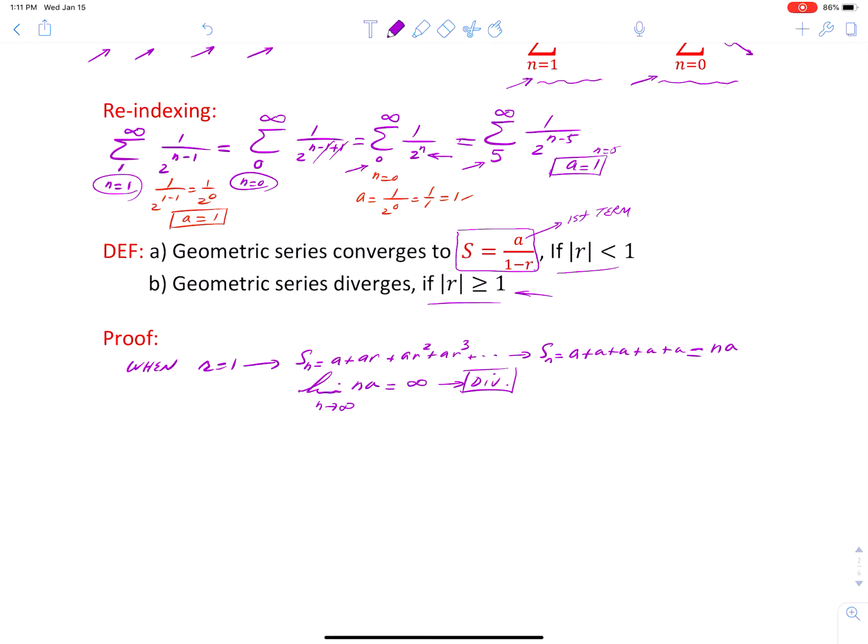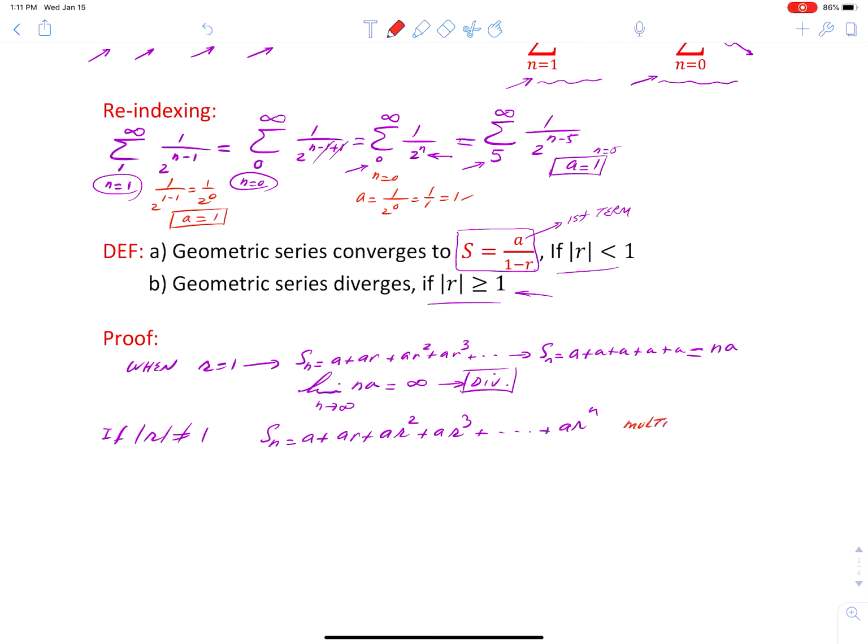What about if the absolute value of r is not equal to 1? Let's see what happens in this case. So we had S of n, again, is a plus ar plus ar squared plus ar cubed and so on, plus a times r to the n. So the proof of this says this.